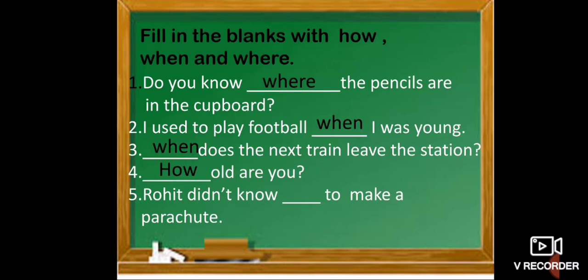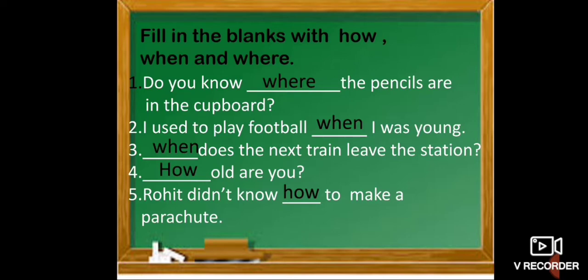So, here, what question will you ask? Rohit didn't know to make the parachute. It is not talking about time, it is not talking about place. So it has to be how to make a parachute. So when you ask these questions, how, when, and where, to the verb, you get an answer. That will tell you that word is the adverb.